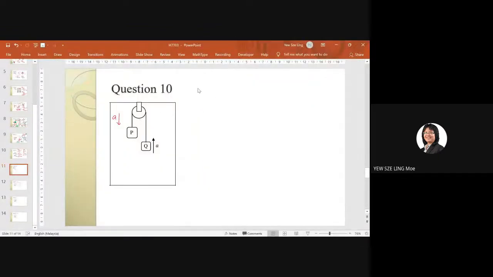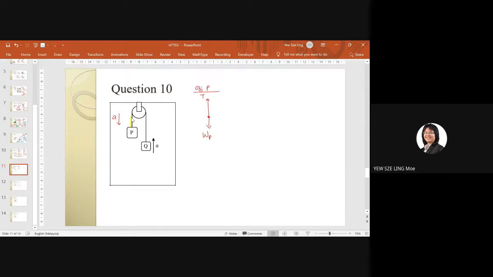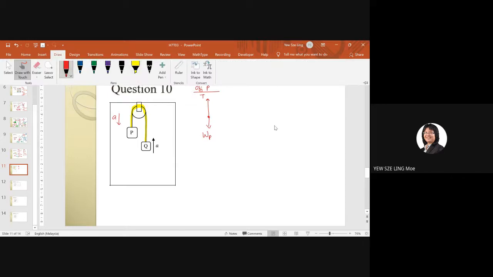So let's do a free body diagram for object P. What do we have? Object P is an object, and every object comes with weight, so we have WP. Object P is being hung by a string, therefore you have a tension. But again, this tension is without subscript. Why? Because these two objects are joined by the same string, so there's no such thing as T1, T2 or TP, TQ. You have only one tension.